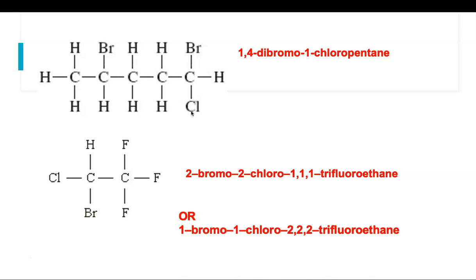Now, on the mark scheme, I've seen the following also: 1-bromo-1-chloro-2,2,2-trifluoroethane. So here we will accept both. There is some ambiguity when it comes to halogenoalkanes. I personally tend to give preference to fluorine, chlorine, bromine, iodine in that order.